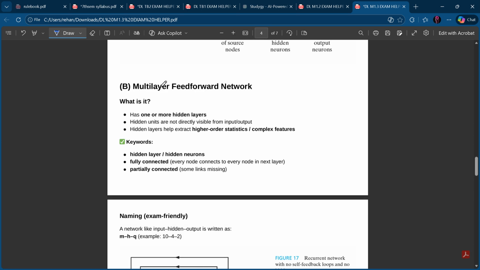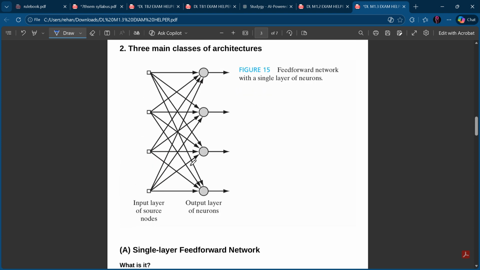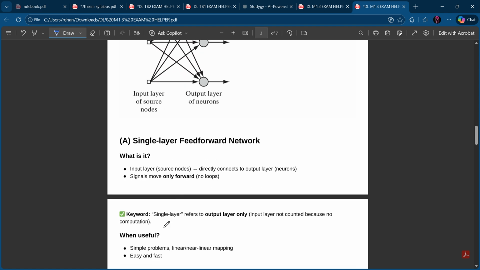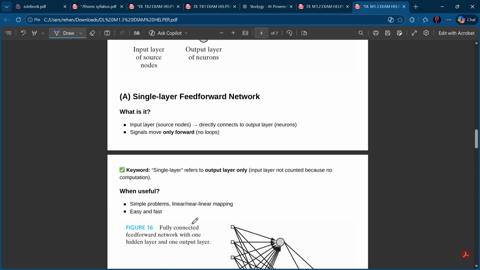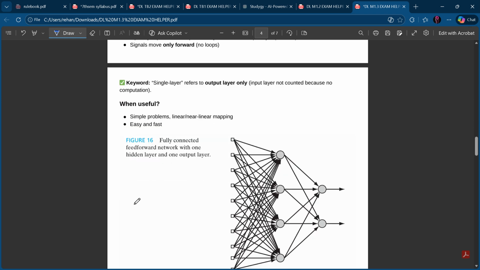You have a single layer, a multi-layer, then the recurrent neural network, with a hidden thing in that. In the single layer, you have only the input layer source and the output layer source. Each input points towards the output layer. One input goes in all four directions. There are no loops over here. Single layer refers to the output layer only. The input layer is not counted because there is no computation. When is this useful? Simple problems, linear or near-linear mapping, easy and fast.